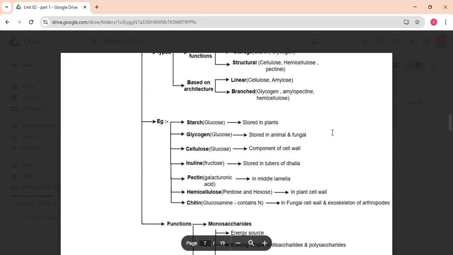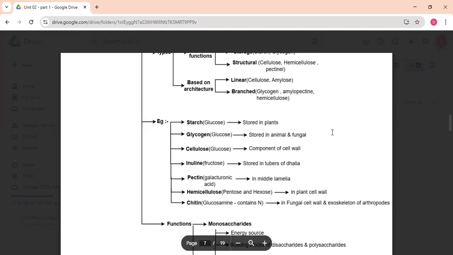Then we discuss the structures. What are they? Examples. Starch is made up of glucose, stored in plants. Glycogen is made up of glucose, stored in animals and fungi. Cellulose is made up of glucose, a component of the cell wall. Inulin is made up of fructose.